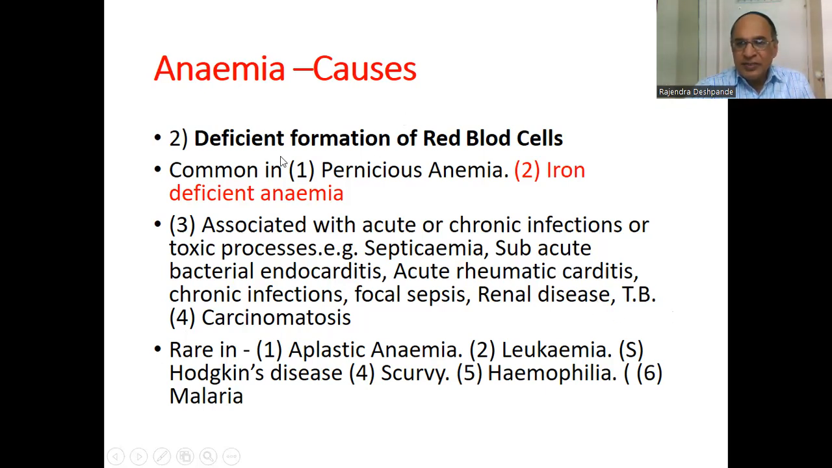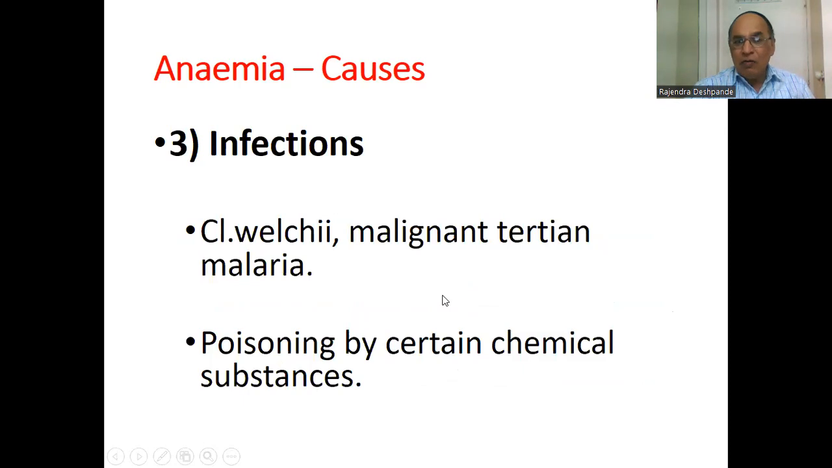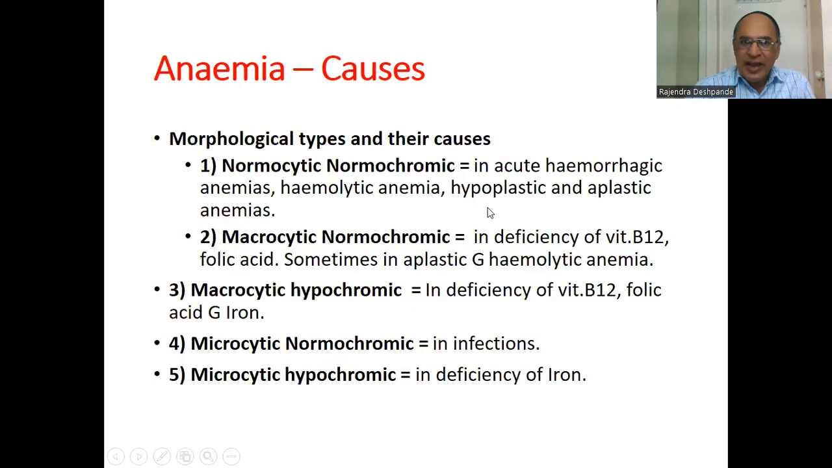These are the different causes which can create a problem with erythropoiesis. What is erythropoiesis? Formation of the RBC. Then, rarely, aplastic anemia, bone marrow deficiency, leukemia, blood cancer, Hodgkin disease, scurvy, vitamin C deficiency, hemophilia, and malaria also. Now infections, Clostridium welchii, malignant tertian malaria, poisoning by certain chemical substances. These are the probable causes for anemia.